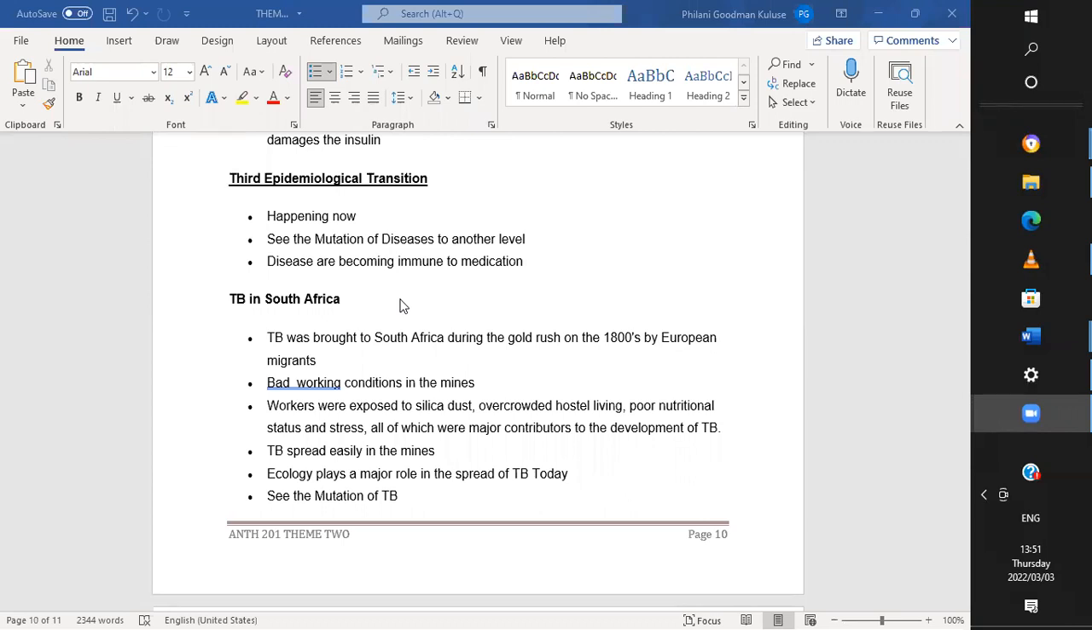Agricultural revolution, we're done. Industrial revolution, we're done. Now we're dealing with today, modern time. See the mutation of disease to another level. Diseases are becoming immune to medication. Yes, the changes in environment and climate change introduce advanced forms of viruses. COVID-19 again is an example.